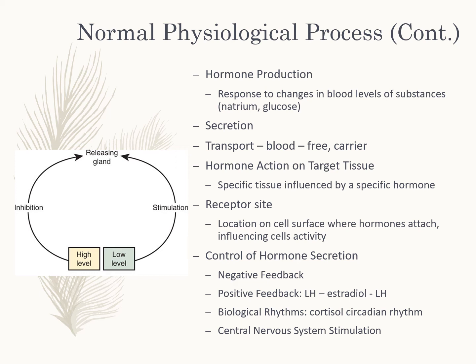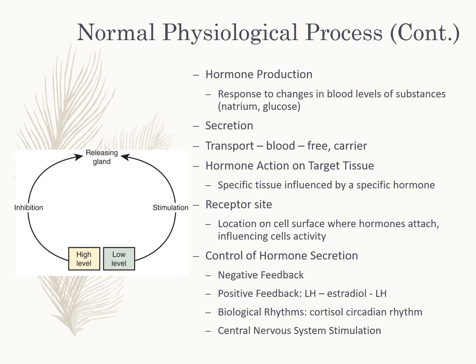For positive feedback, this occurs when an increasing level of hormone triggers further elevation of hormone stimulation. An example would be with the menstrual cycle, in which luteinizing hormone is secreted by the pituitary gland, which triggers the ovaries to secrete estradiol, which in turn stimulates the pituitary gland to secrete more luteinizing hormone.